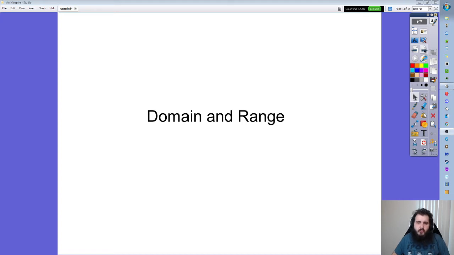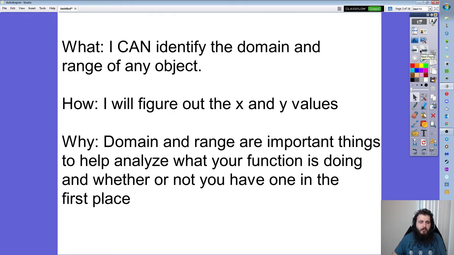We're going to get started with some of the simple stuff. So what are we going to be doing today? We're going to be able to identify the domain and range of any object that we come across over these couple videos. Today we're going to focus on the more simple situations, and then in the next video we'll get to the more complicated situations, which I think need their own video.